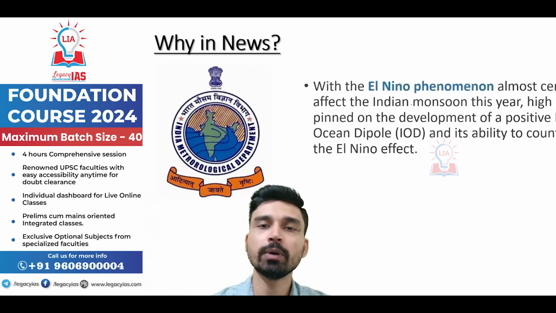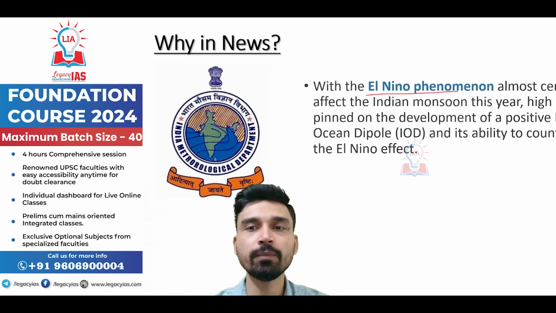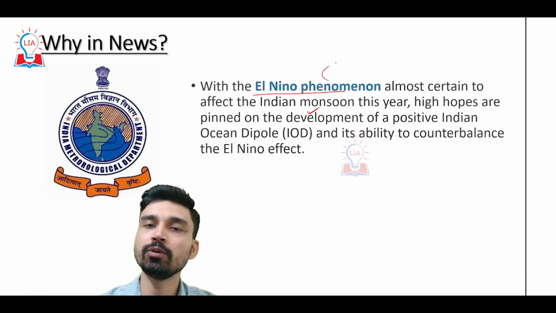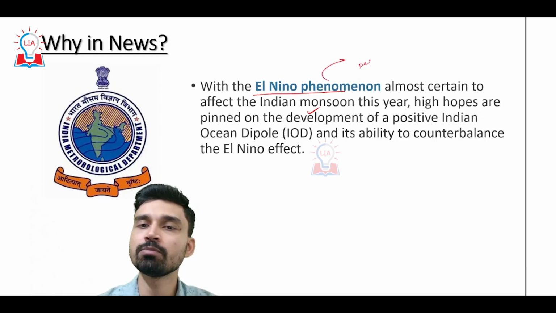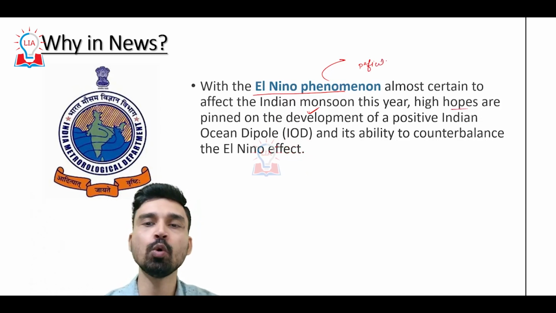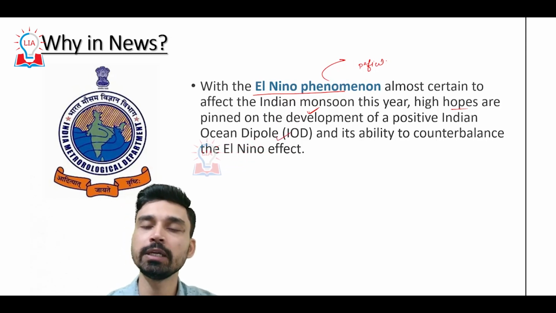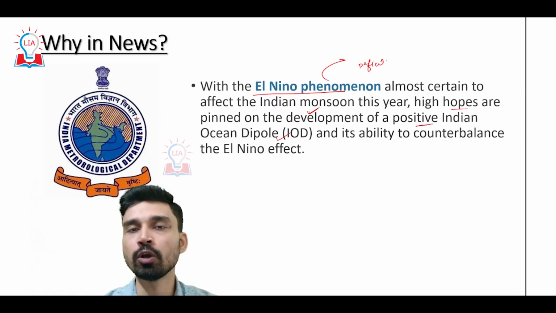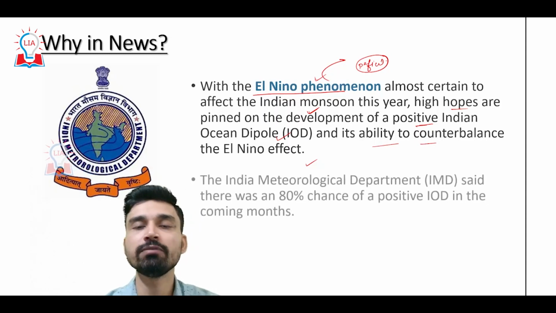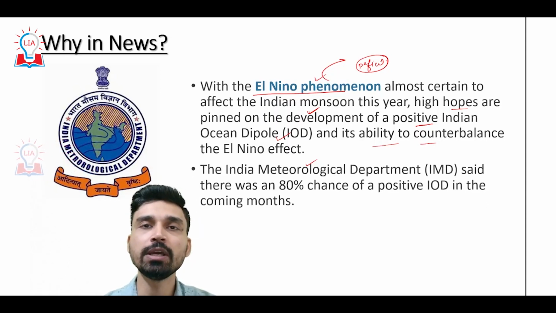First of all, to understand why this phenomenon is being discussed: the El Nino phenomenon is almost certain to affect the Indian monsoon this particular year, and it is believed that due to El Nino we will have a deficit monsoon this year. However, some weather scientists have also pinned high hopes on the development of the positive phase of the Indian Ocean Dipole, also called positive IOD, and positive IOD historically has the ability to counterbalance the El Nino effect. That means the deficiency in monsoon that could have happened because of El Nino will not be so severe if the positive phase of IOD develops in the coming months.